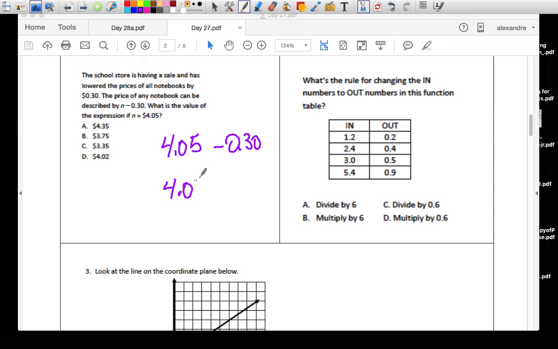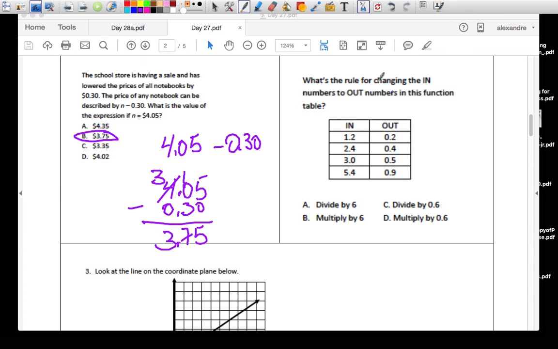So 4.05, line up. Remember, decimals are still part of your curriculum here. You need to know your operations with decimals. We're subtracting. 5 minus 0 is 5. This one needs a little help. Let's get it from here. 10 minus 3 is 7. And 3 minus 0 is 3.